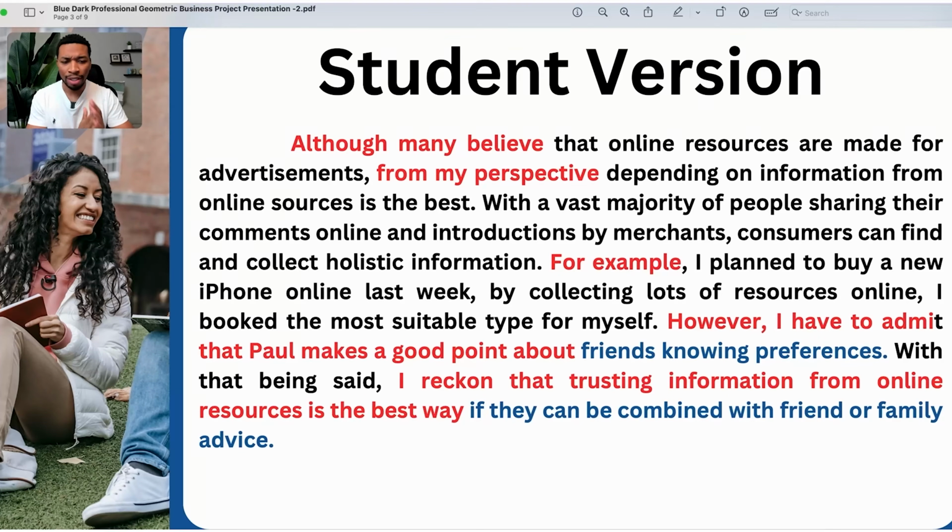Let's see if the proof matches that explanation. "For example, I plan to buy a new iPhone online last week." That should be period. "And then by collecting lots of resources online, I booked the most suitable type for myself." So those are 2 sentences. They need a period. But let's see if that matches the explanation.